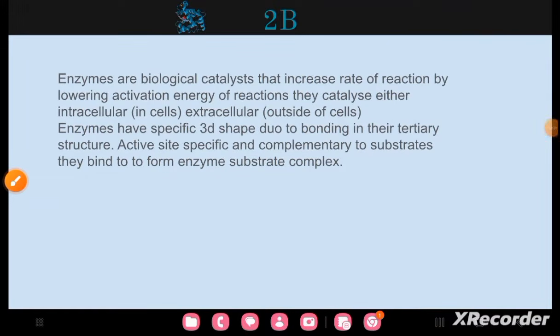2b talks about enzymes. You have to know how to define an enzyme. Enzymes are biological catalysts that increase the rate of reaction by lowering the activation energy of the reactions they catalyze, either intracellular reactions, reactions in cells.